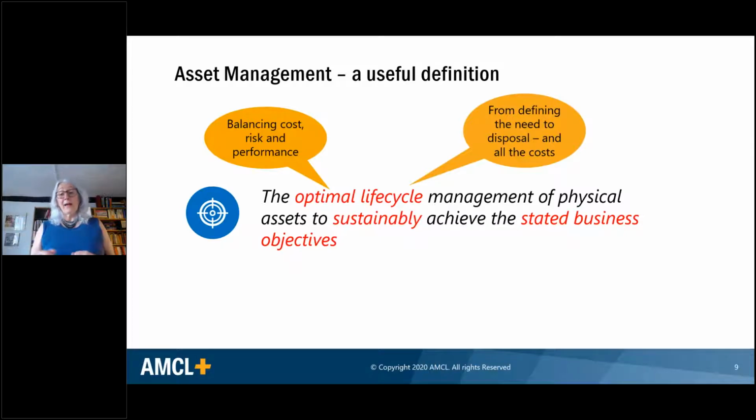And the second thing about it is really thinking about how long we should keep an asset. We'll talk a little bit about thinking about all the costs across the life cycle, which is a very good way of doing it. Now, what I'm talking about is the management of physical assets.